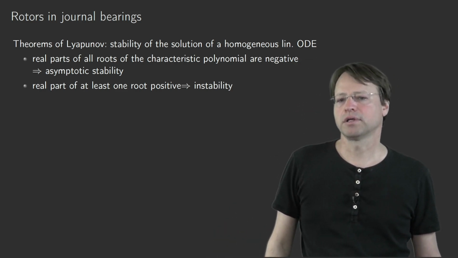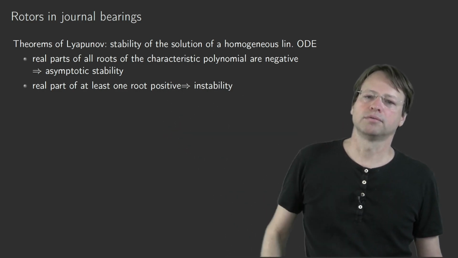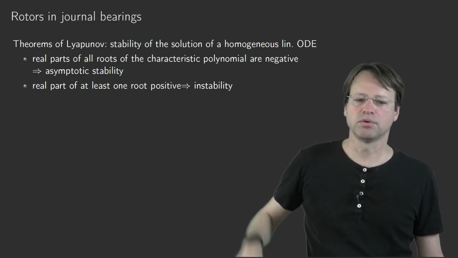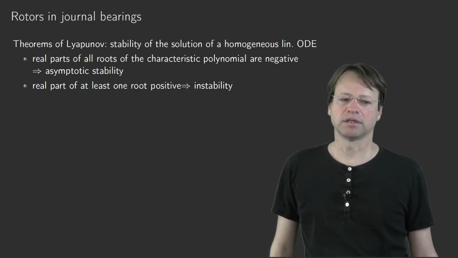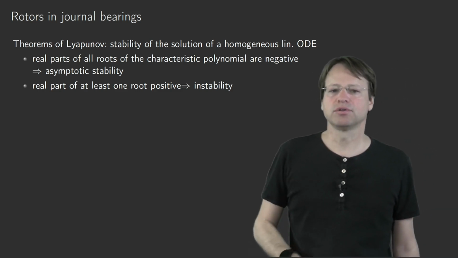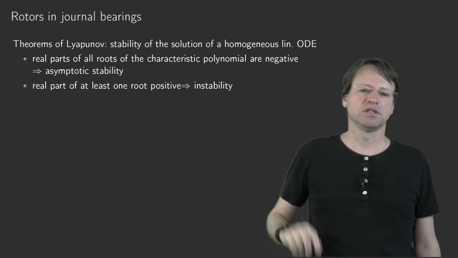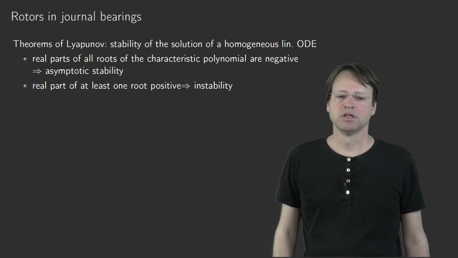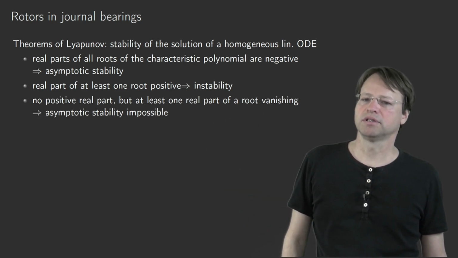Now, then there could be a third part, namely that not all the roots are negative, but there's also no positive real part. There could be a zero real part, an imaginary part. You know that imaginary part, the purely imaginary solution, corresponds to cosine and sine harmonics. You can see it for the undamped free vibrations. So then, in this case, undamped free vibration, asymptotic stability is not possible.